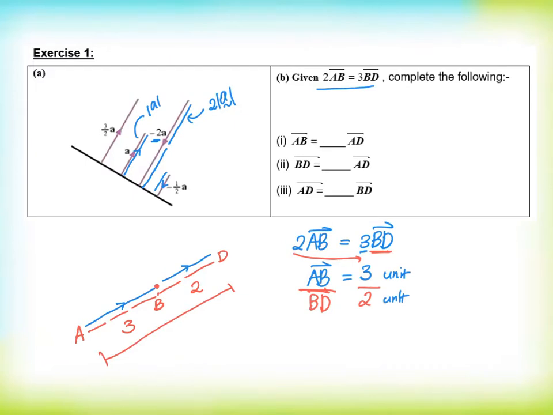Now, the next part of the question asks me to complete the following. So now they want me to find the relationship. How much is AB in terms of AD? Well, I'm going to write it down as AB over AD in vector form. AB has how many units? 3 units. AD has how many units? 5 units. And I'm going to make a change, shifting my position. Therefore, AB will be equal to 3 over 5 times AD. That means this scalar multiple over here will be 3 over 5.